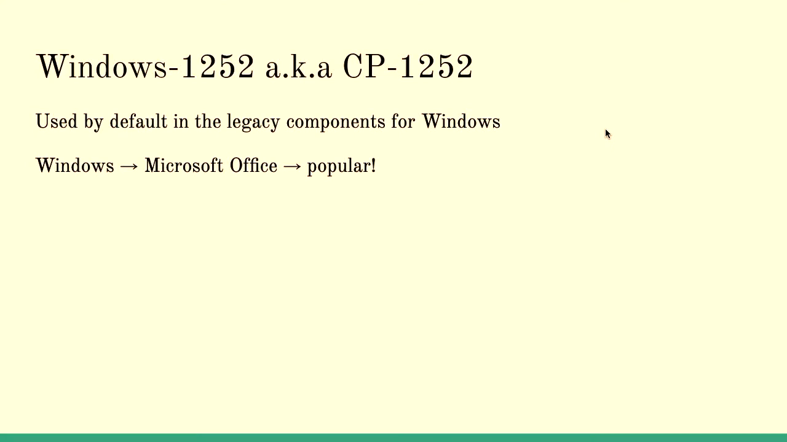And then there's Windows-1252, which is used by the default legacy components for Windows. Why this is popular is because one of the products of Microsoft is Microsoft Office. People use Windows, obviously they use Microsoft Office. So this is why it's so popular, and it's still used in a lot of emails. Like if you use Outlook, then probably Outlook still uses this encoding.